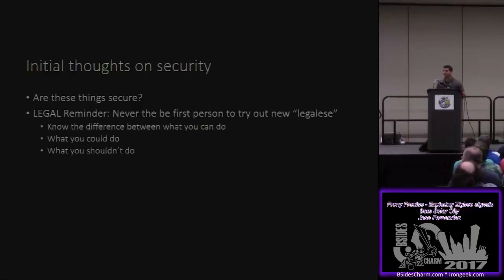So I would want to remind everybody here that when you're doing InfoSec research, there are 3 things you need to consider. This Digital Millennium Copyright Act kind of thing that came out, that's okay, but you never want to be the first person to have to test that in a court of law. So you always have to consider the difference between what you can do, what you could do, and what you shouldn't do at all times.